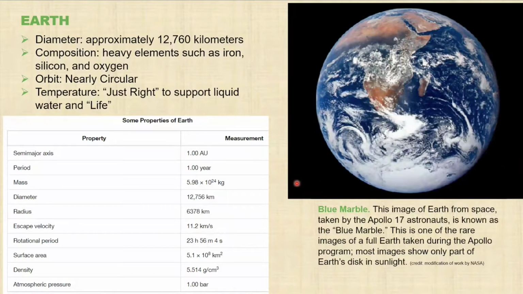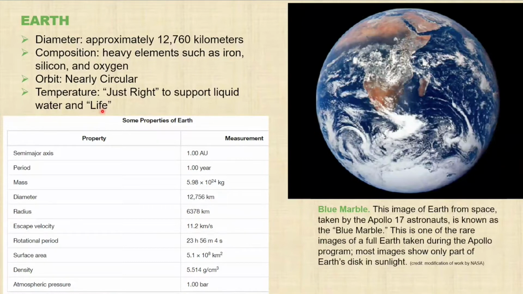Heavy elements such as iron, silicon, and oxygen are its major composition. Its orbit around the sun is nearly circular, and the temperature is just right to support liquid water and hence to support life. I've written life in parentheses because life, as we know it, mostly the advanced form of life, exists partly because Earth can have liquid water and the right temperature due to its location, due to its distance from the sun. It is at the right distance. We call it the Goldilocks zone or habitable zone, where water can remain in liquid state.